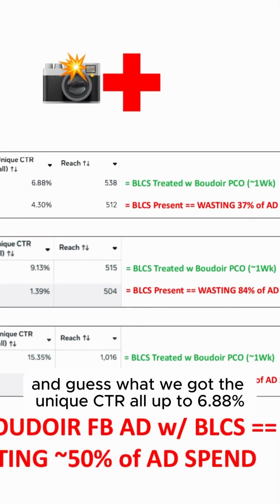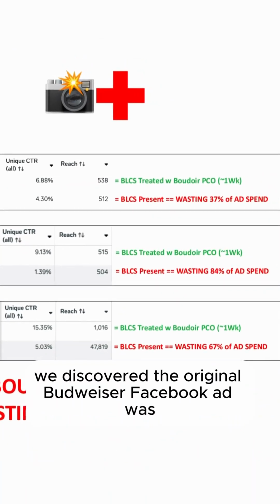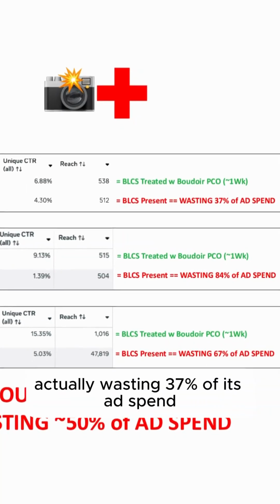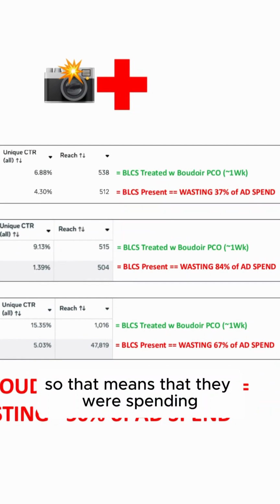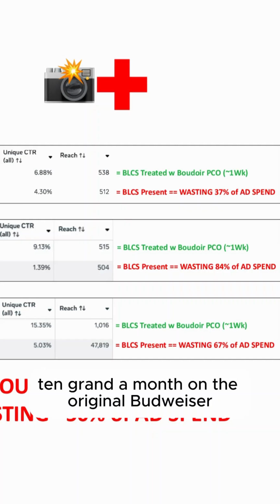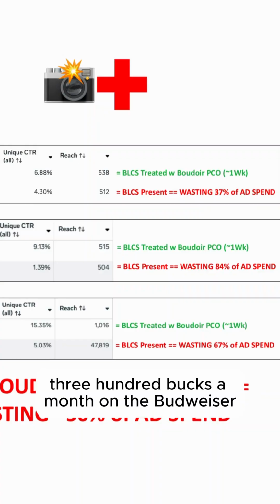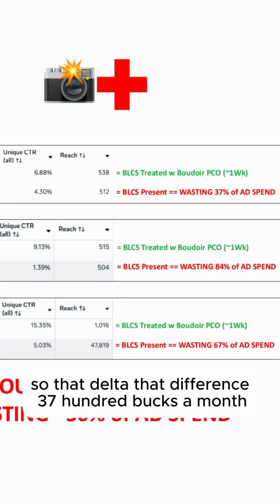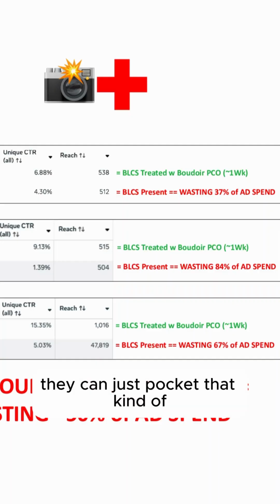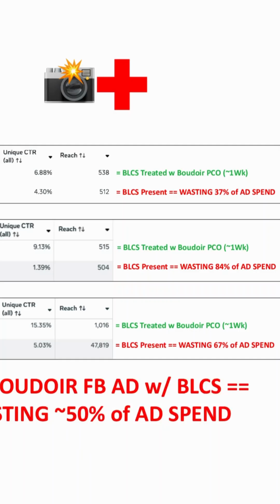And guess what? We got the unique CTR all up to 6.88%. So we discovered the original Boudoir Facebook ad was actually wasting 37% of its ad spend compared to what it could have been achieving. That means they were spending 10 grand a month on the original Boudoir Facebook ad. Now they only have to spend 6,300 bucks a month on the Boudoir PICO treated ad to get into the same number of women's brains. So that difference, 3,700 bucks a month, they can just pocket as a phantom bonus. They no longer have to spend that on ads anymore, kind of like a Boudoir PICO bonus.